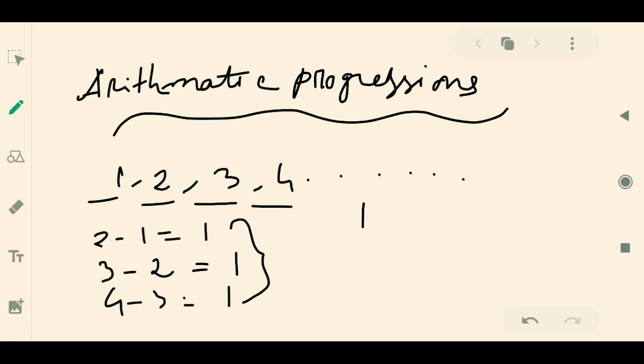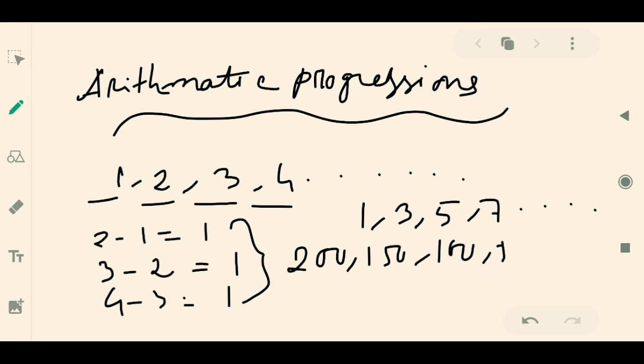We can take other numbers also. Suppose these odd numbers. Here also the difference is 2. So we can say this one is also in arithmetic progression. It is not always increasing. It can be decreasing also. Suppose I write 200, then 150, 100, 50. These numbers will also be in arithmetic progression.